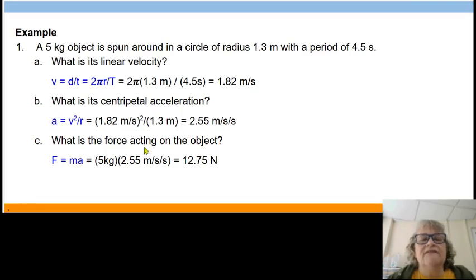What is the force acting on the object? Again, F is equal to mass times acceleration. So in this case, we can just take the 5 kilograms and multiply it by the 2.55 meters per second squared, which gives us 12.75 newtons, 12.8 newtons. We could have also done 5 times 1.82 squared divided by 1.3 and gotten the same answer.